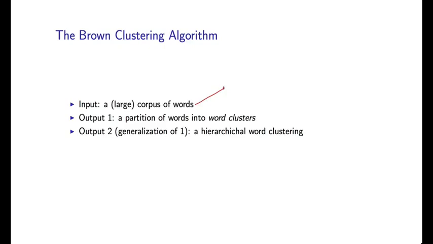It can produce two types of output. The first is a partition of words into word clusters, and the second is actually a generalization of the first, which is a hierarchical clustering of words. So let me actually give you some examples of these two types of outputs.